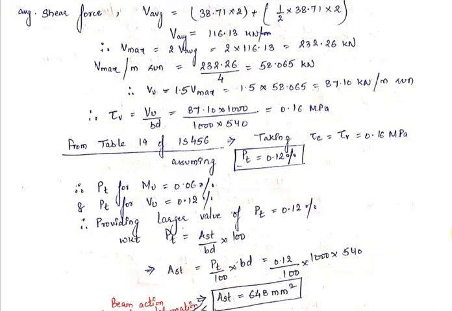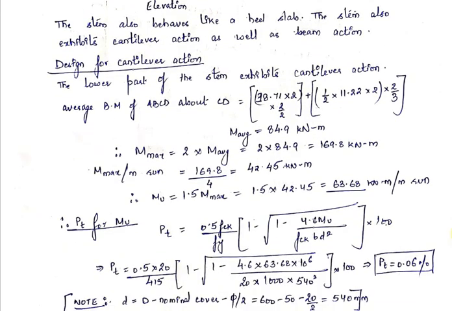Now we will calculate the value of PT for this bending moment. So we know the formula of PT. After putting the values of all the variables here, we will get the value of PT as 0.06 percent. And see one thing, in this formula we have used small d.